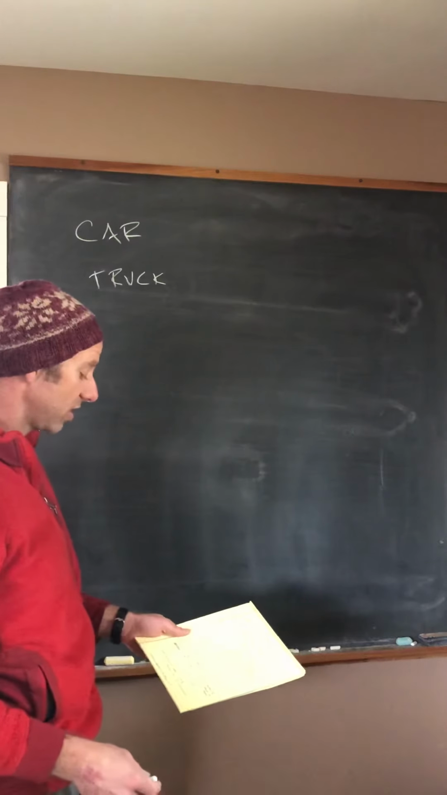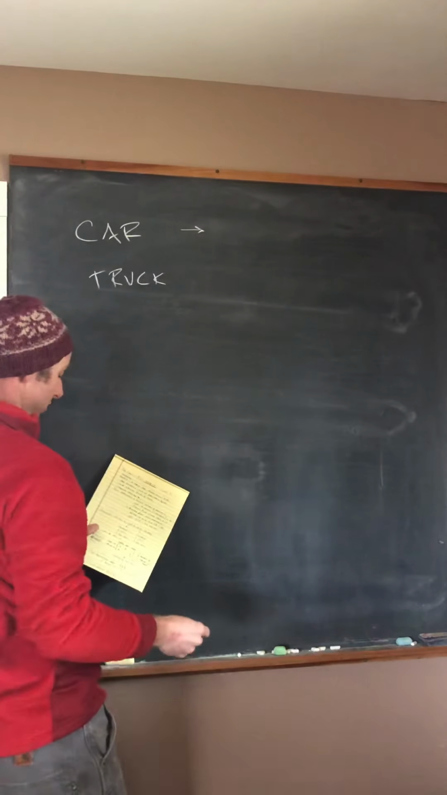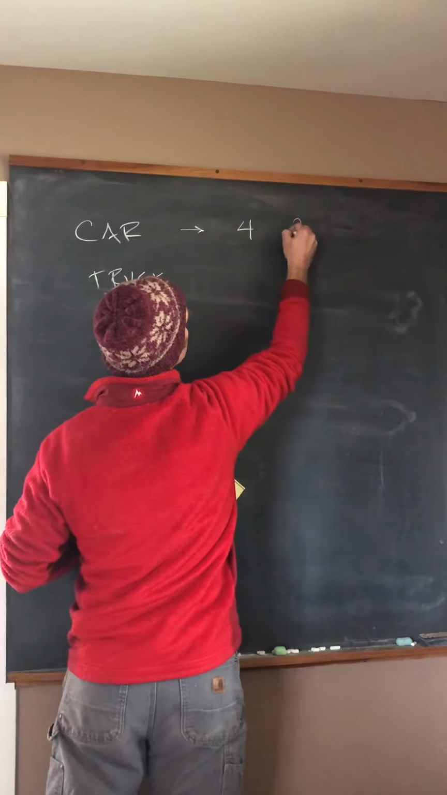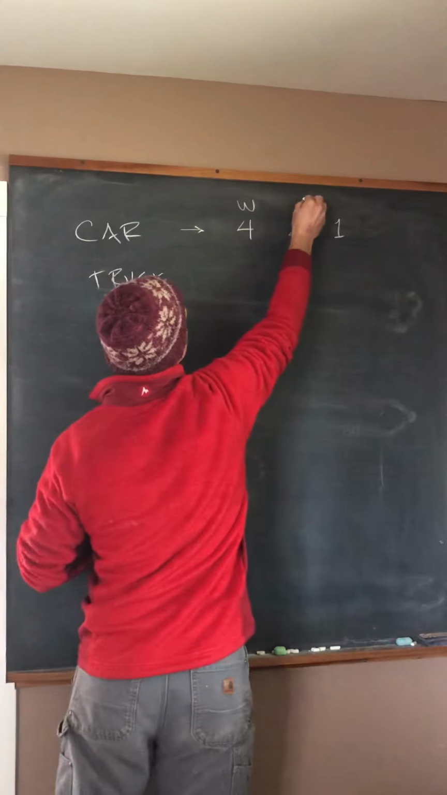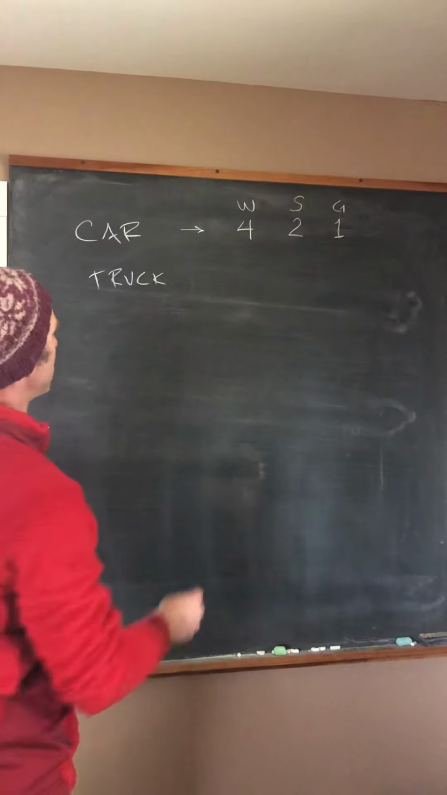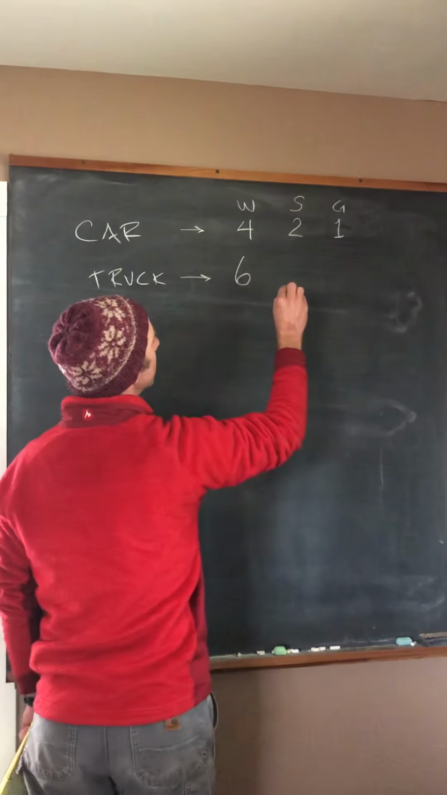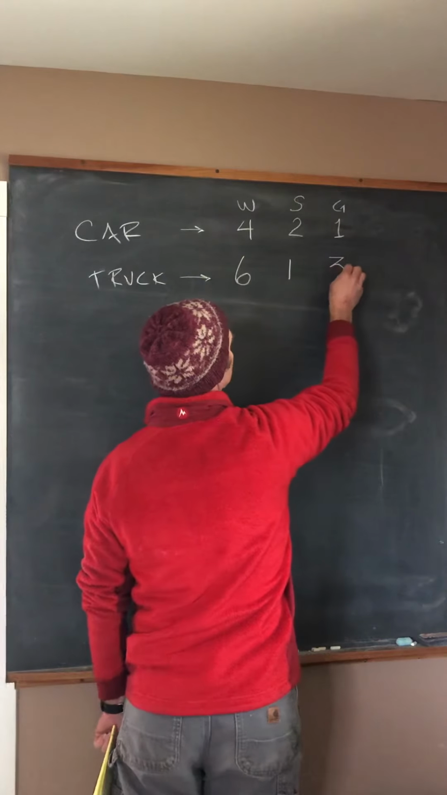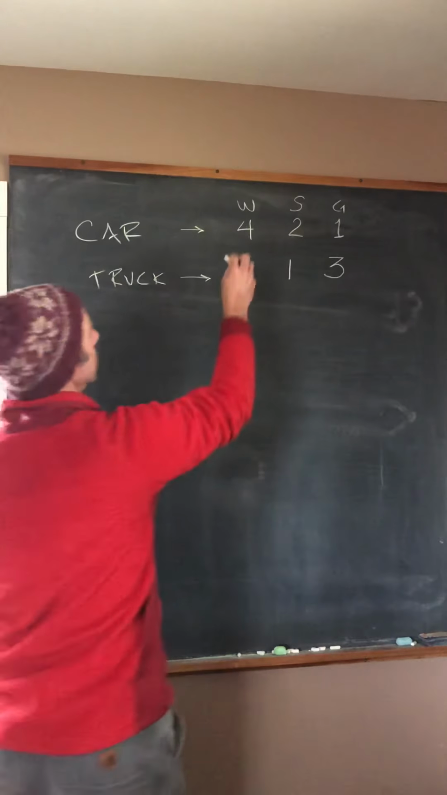So let's start with the cars. Let's say a car has 4 wheels, 2 seats, and 1 gas tank. So wheels, seats, gas tank. Okay? And let's say the truck, kind of like maybe a pickup truck with dualies, has 6 wheels, 1 seat, and we're gonna go big. We're gonna call it 3 gas tanks. Okay? What I have created is just a little chart up here, table.